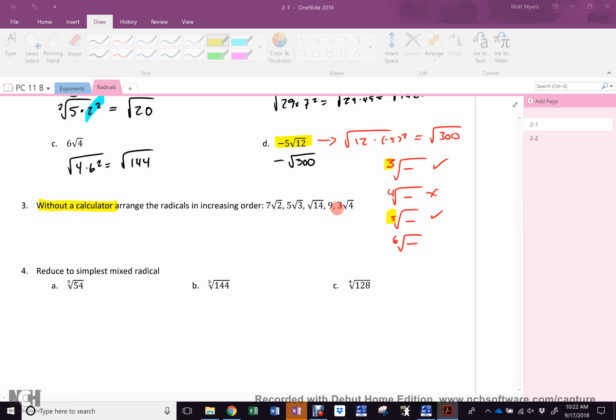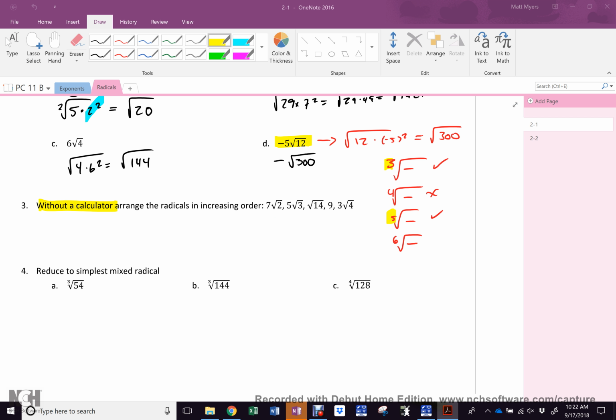Louis' method was to turn all of those into entire radicals. So this first guy, if there's a 7 out in front, what was underneath? 49. So that first guy is the square root of 98. What's the next one? Square root of 75. What's the next one? It's already 14. What's the last one? 9. And then the last one is 81. Sorry. 36. It's just 9 right there. No. There's no square root there. It's just 9.